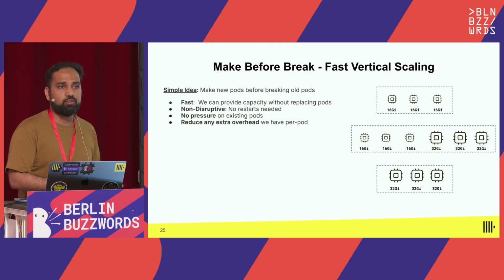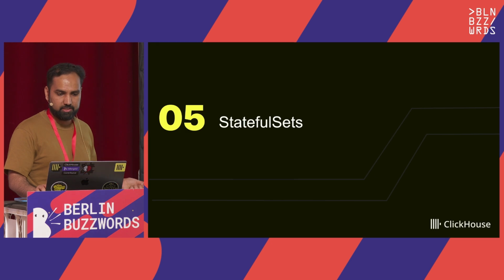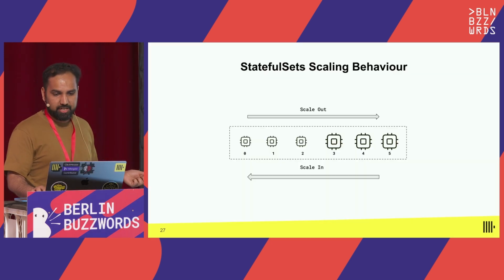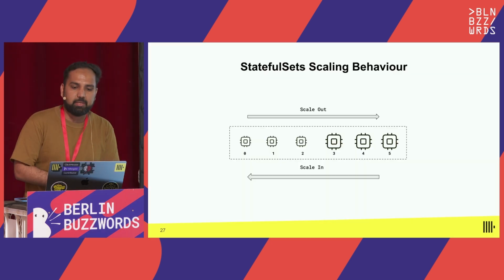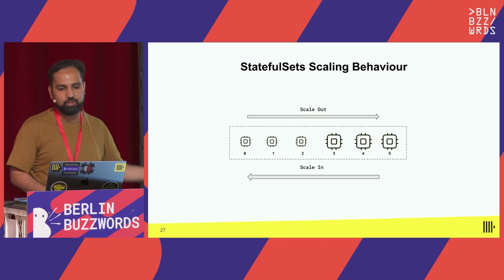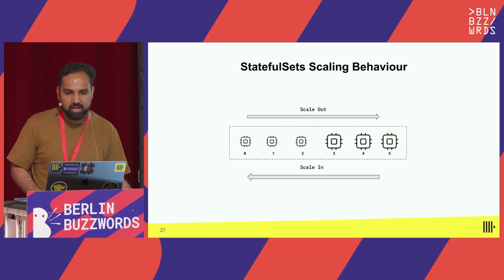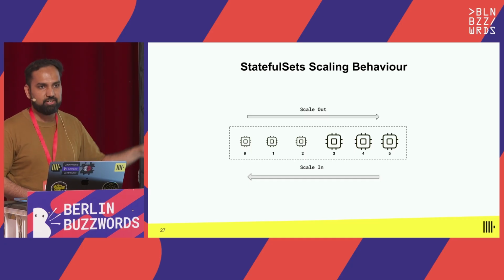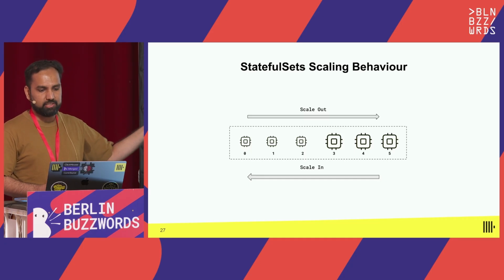And now we get to the heart of the problem, which is the title of this talk: why this is actually more difficult than it seems to do in vanilla Kubernetes StatefulSets. The problem with StatefulSets is that StatefulSet scaling behavior is governed by ordinals, right? So you start with the number 0, and then you add 1, 2, 3, 4, 5. And that's how you scale out. And when you scale them back in, you also go in the reverse direction.